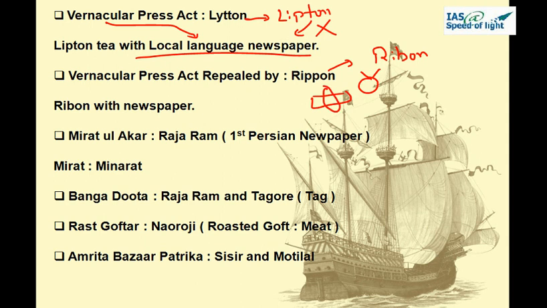Mirat-ul-Akhbar was again published by Raja Ram. It was the first Persian newspaper, and from Mirat we get Minaret. Raja Ram sitting on the top of the minaret. Banga Duta, the ambassador of Bengali people, was published by Raja Ram and Tagore. Tagore, our image mnemonic is tag. Rast Goftar, or rust is roasted goft. Roasted goft means roasted meat. It was by Naoroji. Roasted goft meat, you are painting it with Naoroji.